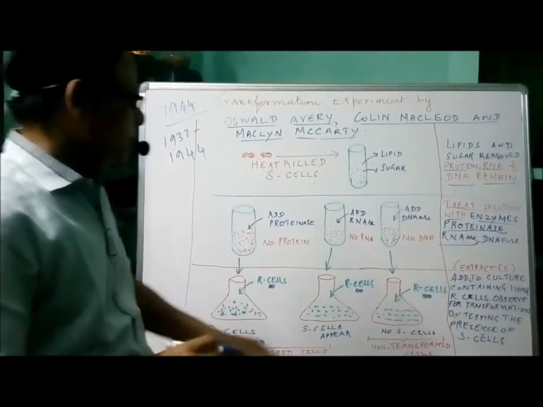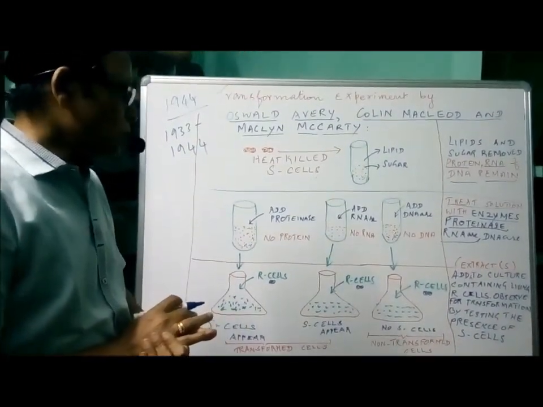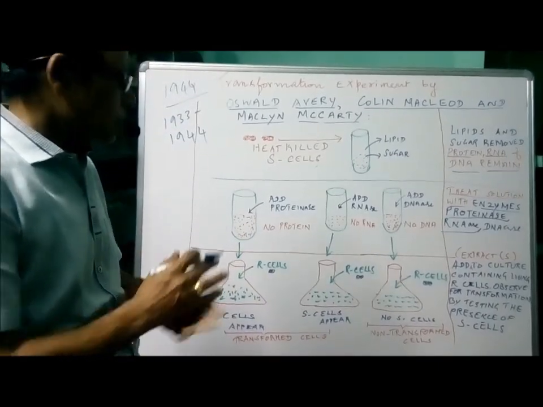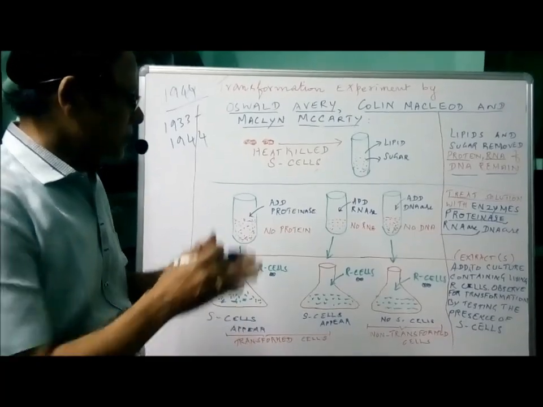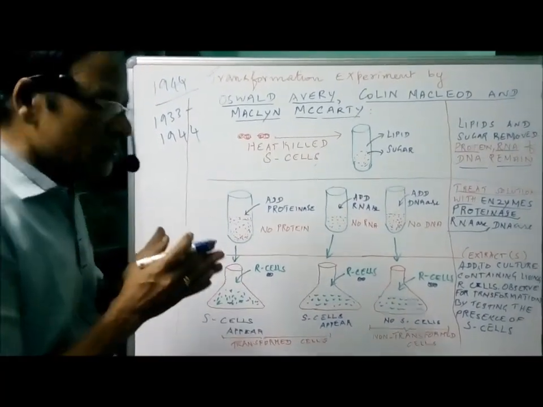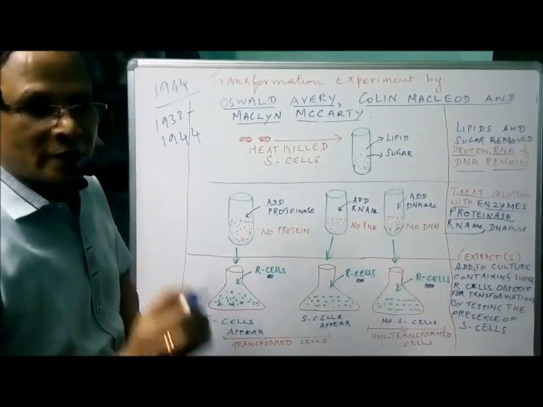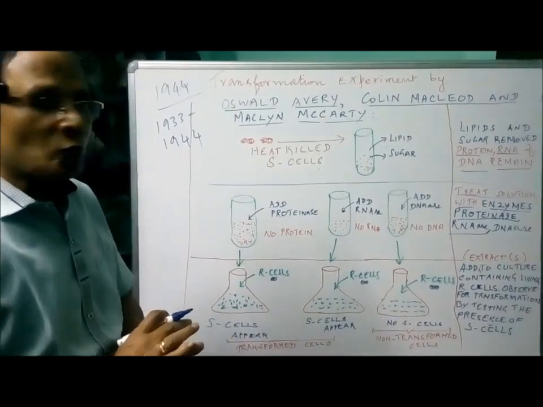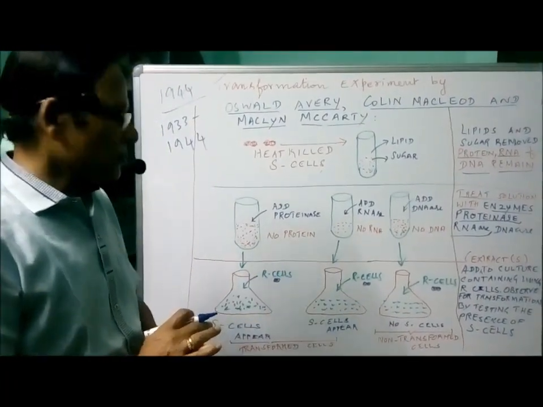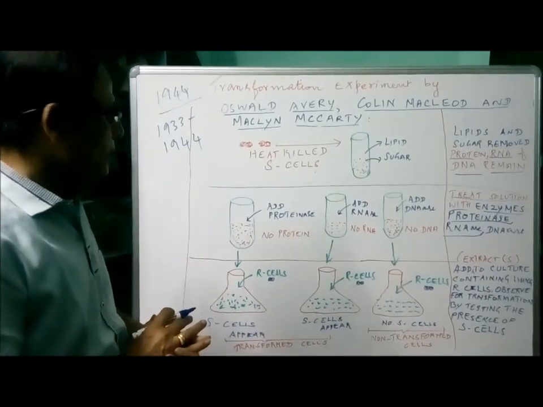In the third case, the extract without DNA was added to the culture medium having R cells. What would happen? No formation of S cells, because the digestion of the DNA took place. When there is no DNA, there is no transformation, because the absence of DNA inhibits the transformation process. So digestion of the DNA inhibits transformation, suggesting that the transformation was caused by DNA. If DNA is present, S cells appear, but here there are no S cells. So it was concluded that DNA is the genetic material and not RNA or protein.